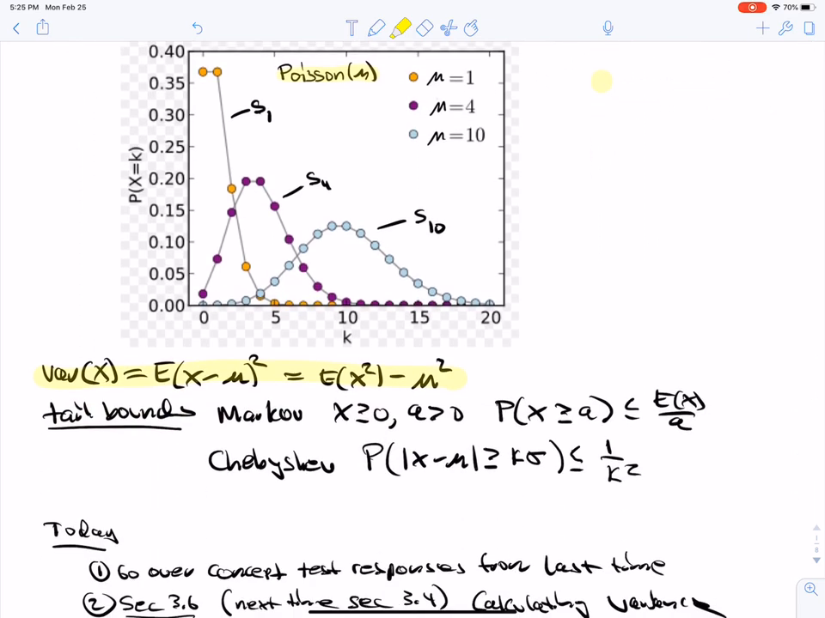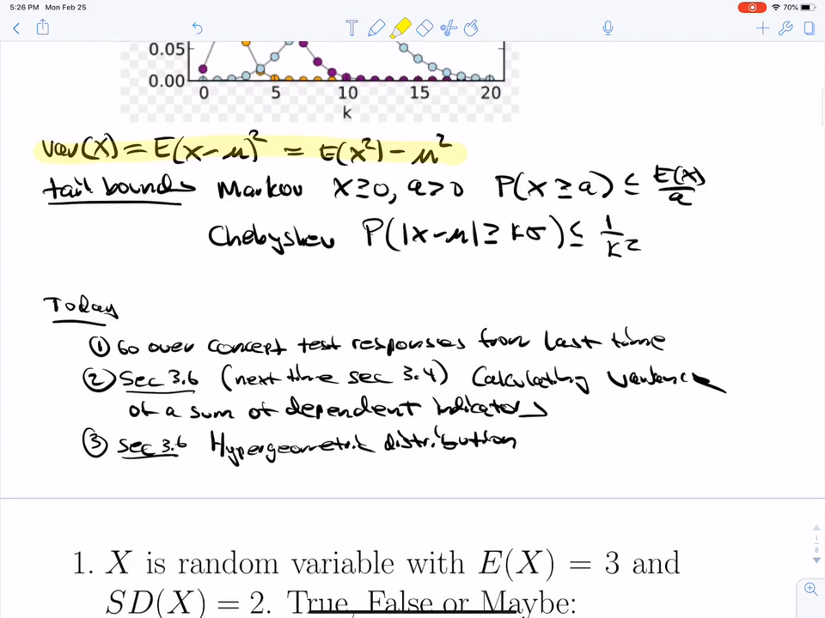We also saw another formula for the variance. So the variance is the expectation of X squared minus the mean squared, and tail bounds Markov and Chebyshev. So today we're going to go over the concept test responses from last time, and we'll skip over to section 3.6. Next time we'll do 3.4. So we're calculating variance of a sum of dependent indicators, and also we'll talk about the hypergeometric distribution.